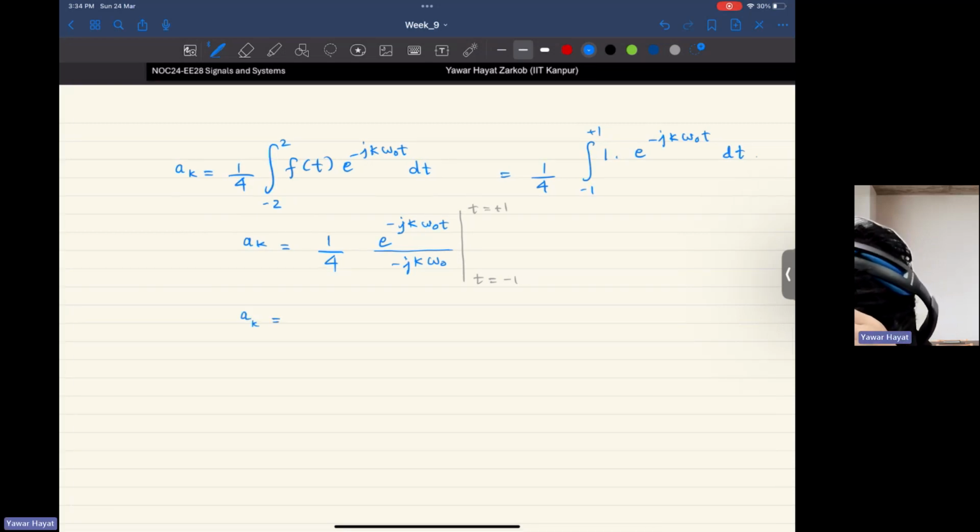So our AK would be equal to 1 over 4. And I'll use this upper limit, t equal to plus 1. I'll get e to the power minus jk omega naught.